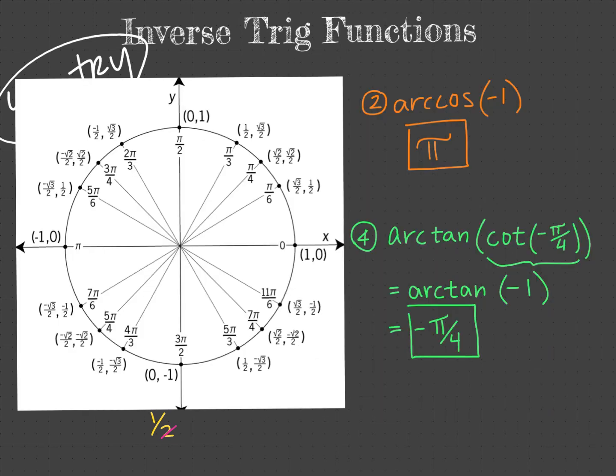For number 2, we have the arc cosine of -1. Arc cosine means we're looking in quadrants 1 and 2, and also at these starting and ending points too. I mean, it's closed here for cosine. So where is the cosine -1 in these two quadrants and also on the axes here? The cosine is -1 at pi.